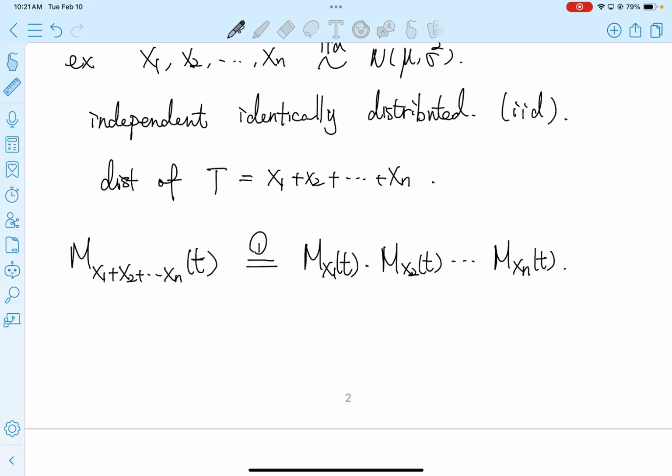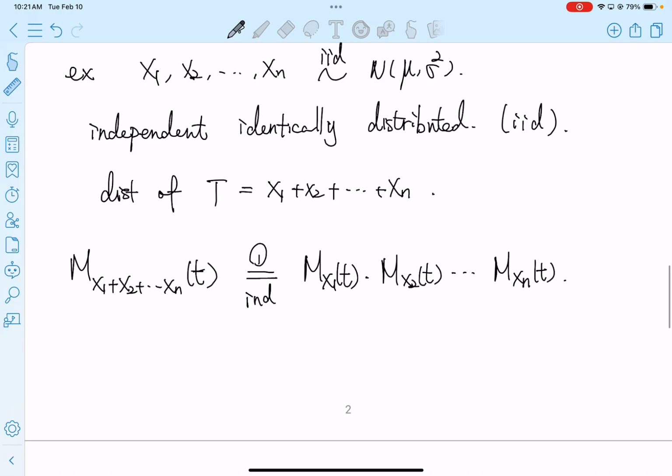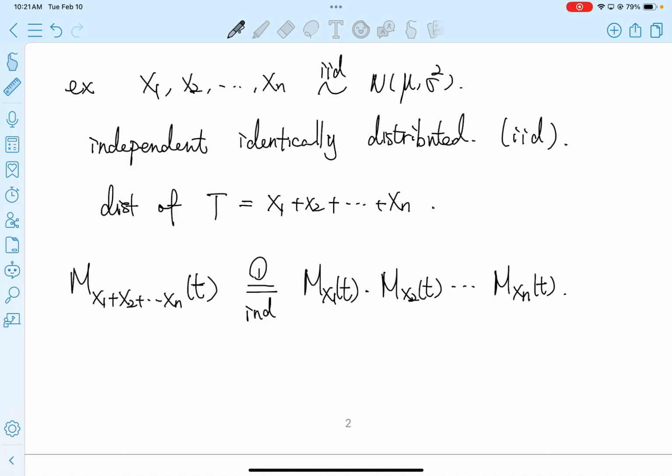And this is due to independence. So we are using the first I from the IID. Lots of the calculation is valid only under the assumption that you make. So this is the assumption, and then because they are independent, we're using the first I here.